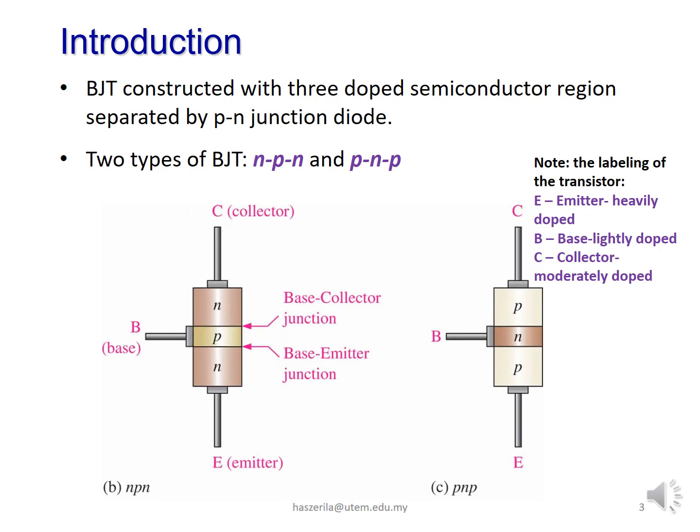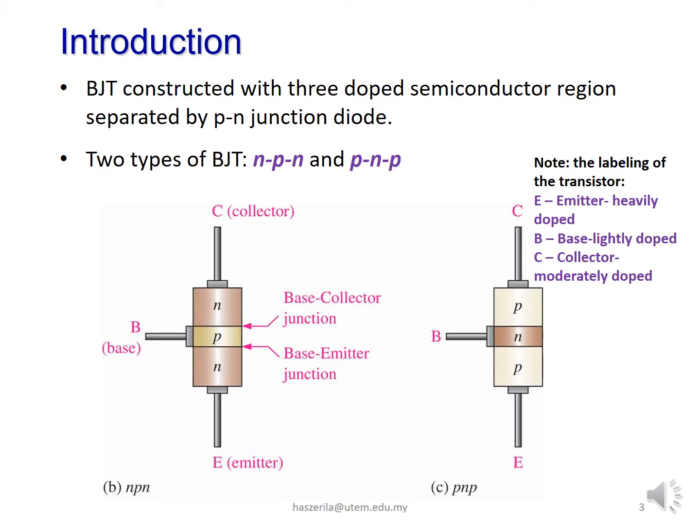BJT is constructed with three doped semiconductor regions separated by the PN junction diode. It is composed of three terminals called the emitter, the base and the collector, denoted as E for the emitter, B for the base and C for the collector.